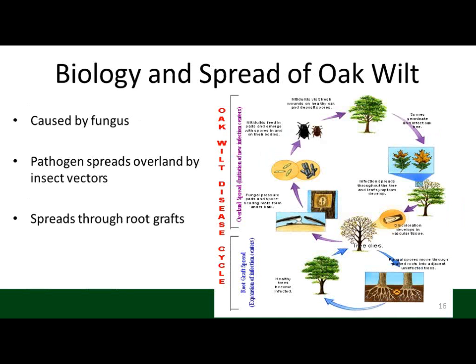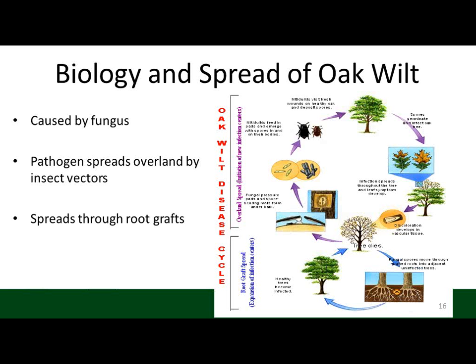Here is the biology and the life cycle of the oak wilt fungus. A couple key things that it's important as an arborist practitioner for you to know. It spreads in two different ways. First, it can spread overland by insect vectors, and secondly through root grafts.